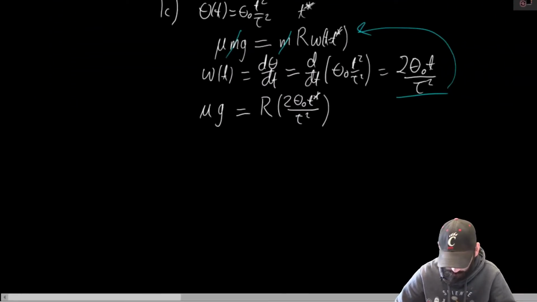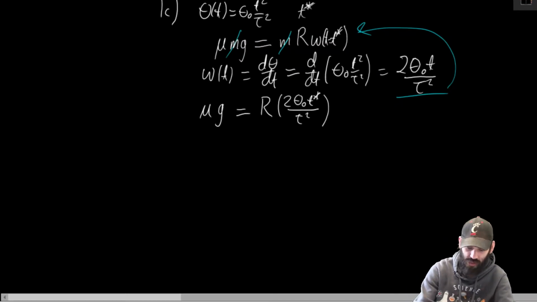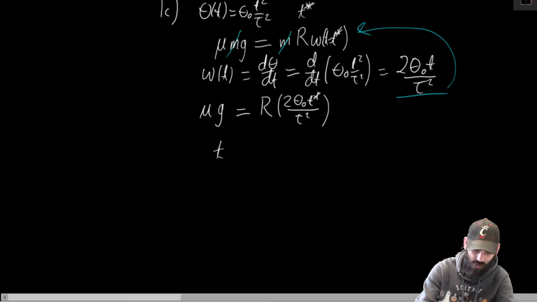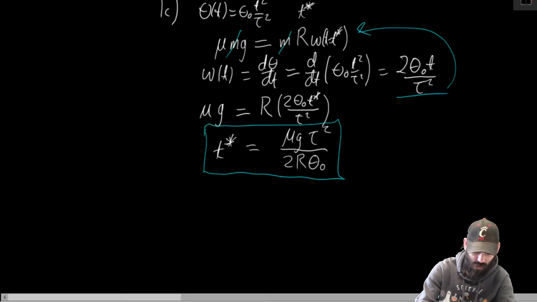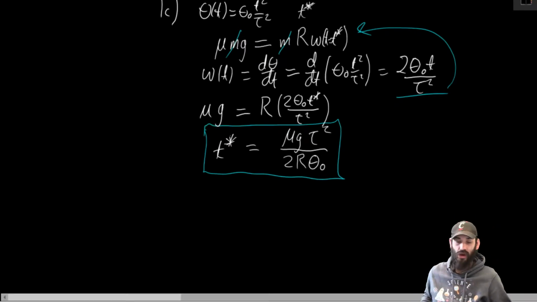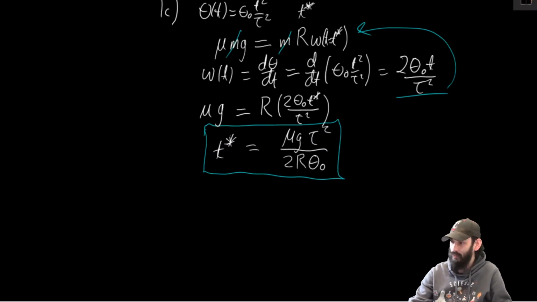Perfect. So after we do a little bit of algebra, t star is going to be equal to mu times g times tau squared divided by 2 times r times theta 0. And that is the time t star that it takes for this to start to slide out. So I'm going to reformat some things, and we're going to move on to the next part.